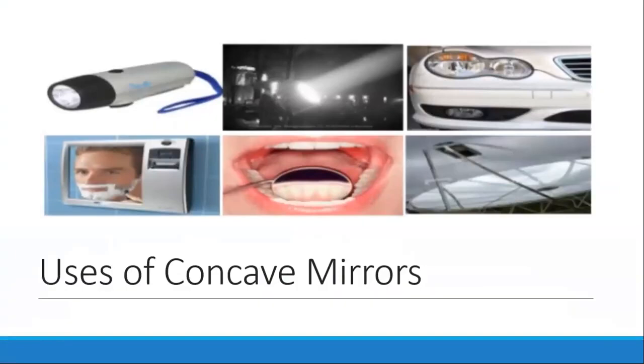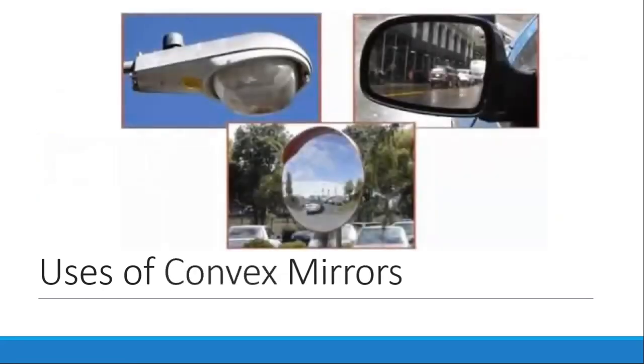As for the uses of concave mirrors, we have torches and searchlights, headlights of cars, vanity mirrors, dentist mirrors, and solar furnaces. You can notice that the vanity mirror and the dentist mirror make the object's image bigger, so you can look into the different parts of the teeth or the different pores of our skin using these types of mirrors. The uses of convex mirrors are the following.